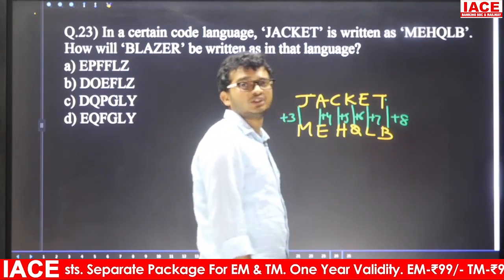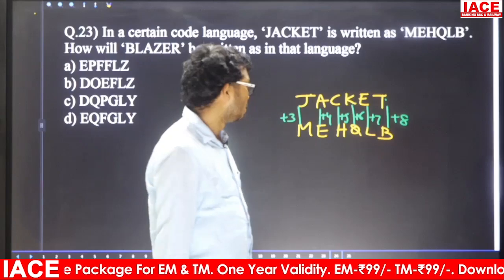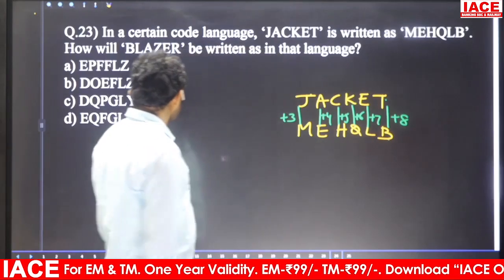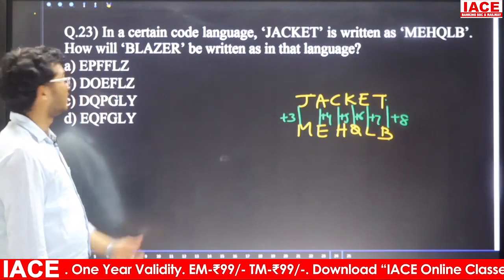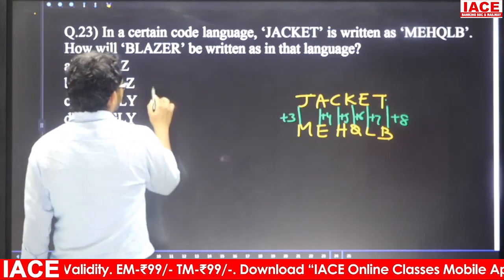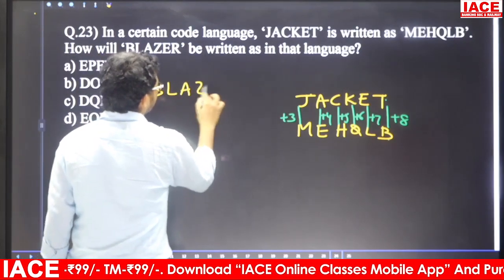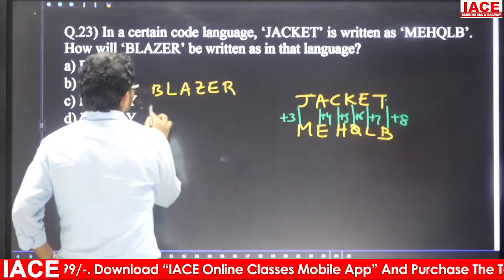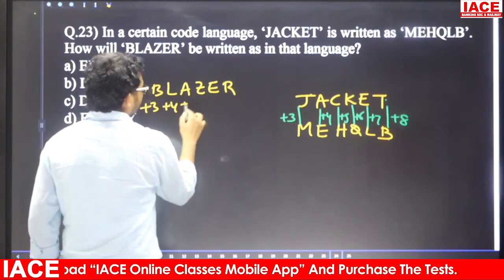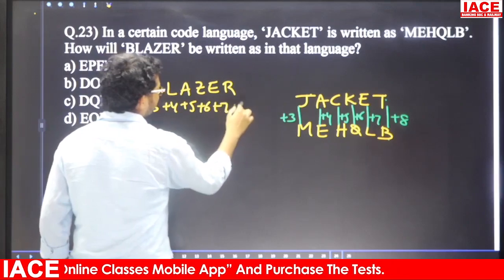We have only 26 alphabets. That means the remaining is 2, and 2 means B. So your logic is plus 3, plus 4, plus 5 and so on. Then the given word is blazer, B-L-A-Z-E-R. Friends, B plus 3, plus 4, plus 5, plus 6, plus 7, plus 8.